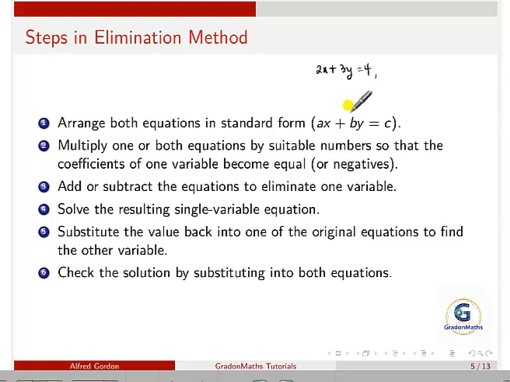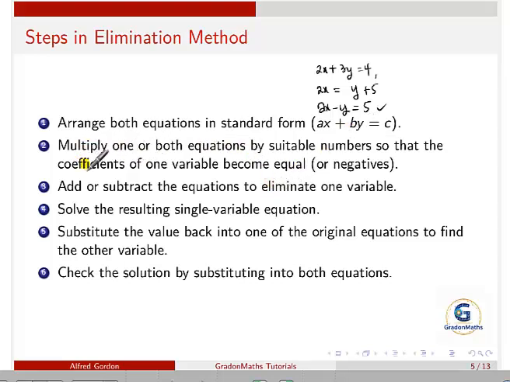However, if we have an equation of the form, say, 2x is equal to y plus 5, this is not in the standard form we are looking out for, so we shall arrange such an equation in the form 2x minus y is equal to 5. So this is the kind of arrangement we are talking about here.